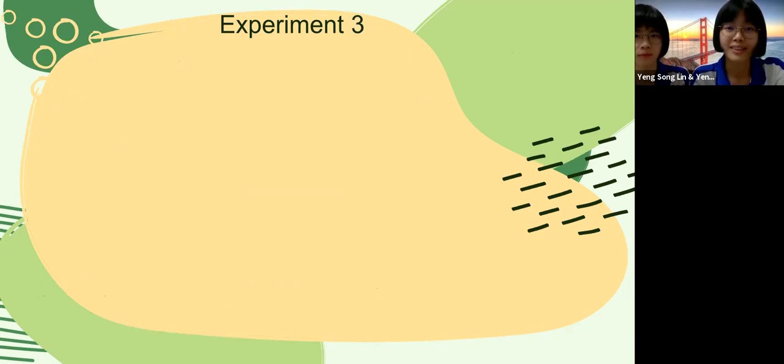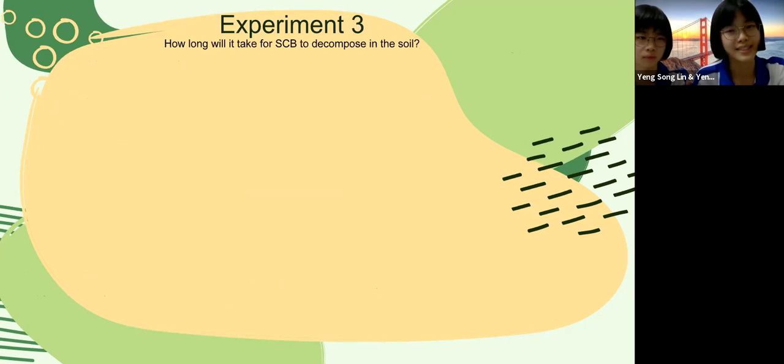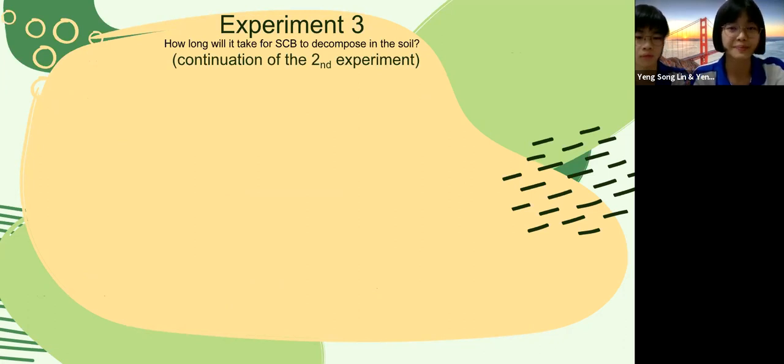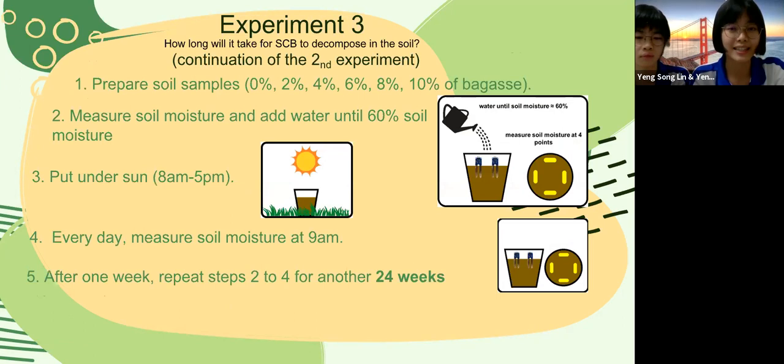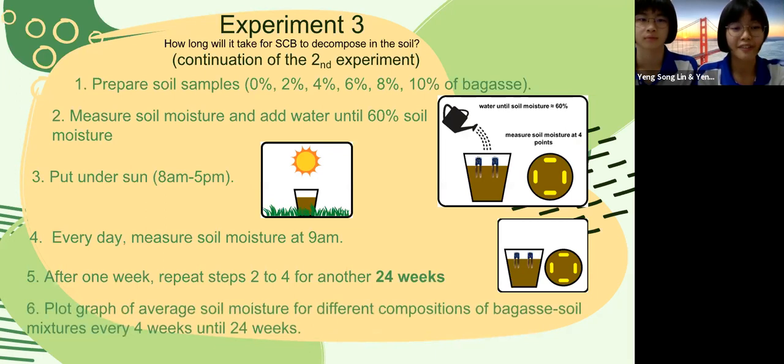Now, for our third experiment, we want to know how long it will take for sugarcane bagasse to decompose in the soil. It is the continuation of the second experiment. So we continue to water the soil every week and measure the soil moisture every day for 24 weeks, which is around 6 months. And finally, we plot the graph of average soil moisture for different compositions of bagasse soil mixture every 4 weeks until 24 weeks, which is about 6 months.